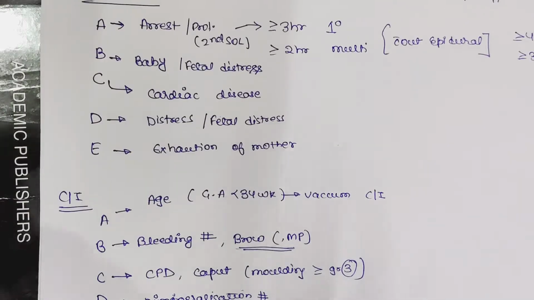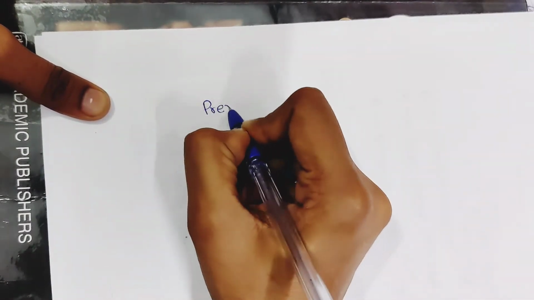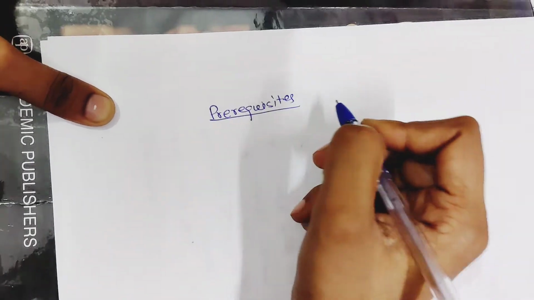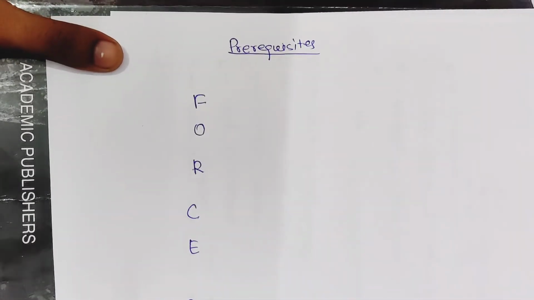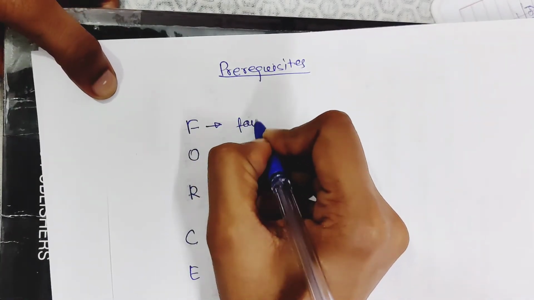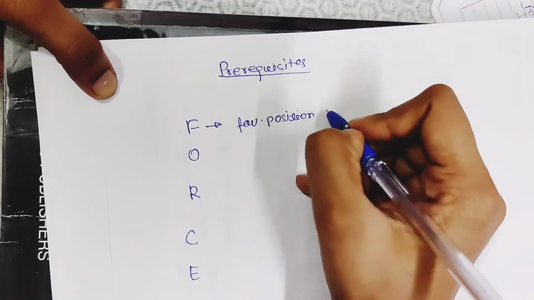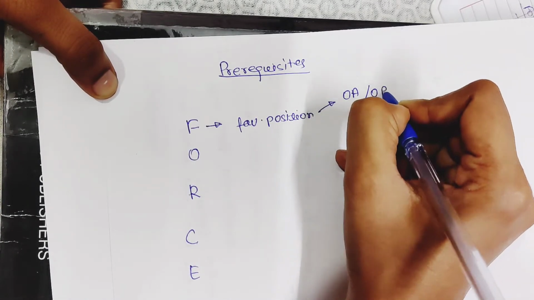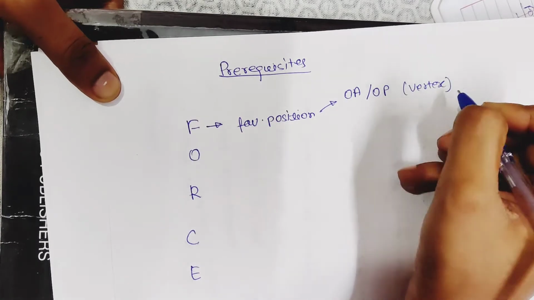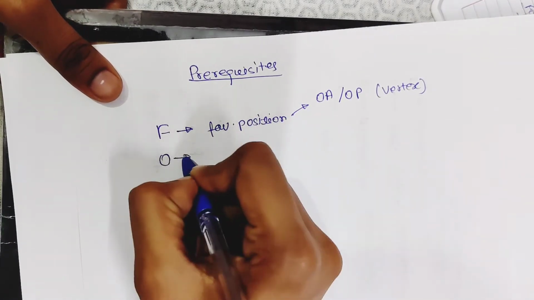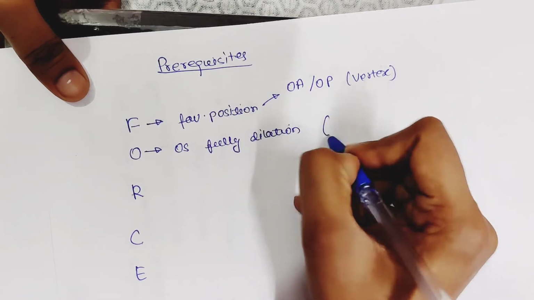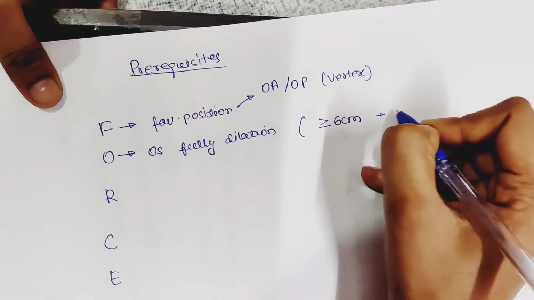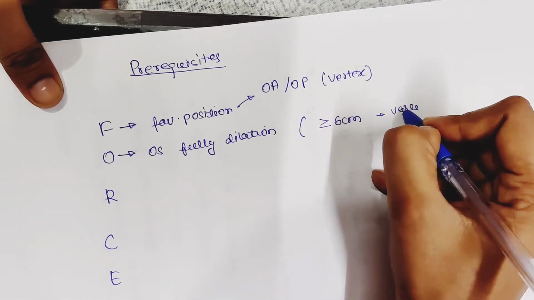So what are the prerequisites of instrumental delivery? We can learn them by the mnemonic FORCEPS itself. F for favorable position. The favorable position is occipito anterior, occipito posterior, that is vertex presentation. O for os fully dilated is favorable, but in case of vertex it is okay if the os is more than 6 cm dilated. So this is for ventouse delivery.